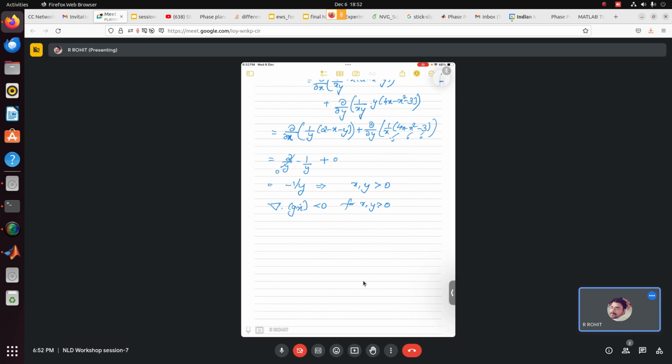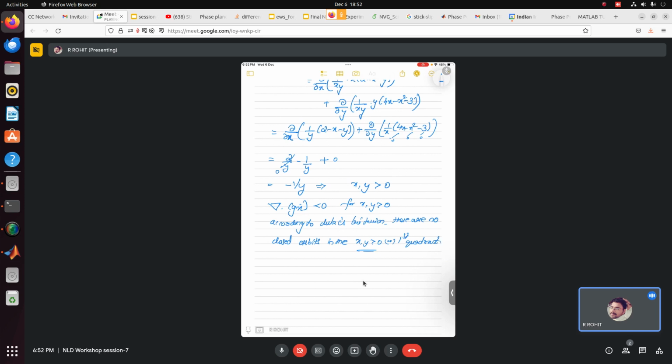So according to Dulac's criterion, there are no closed orbits in the x, y greater than 0, or first quadrant.